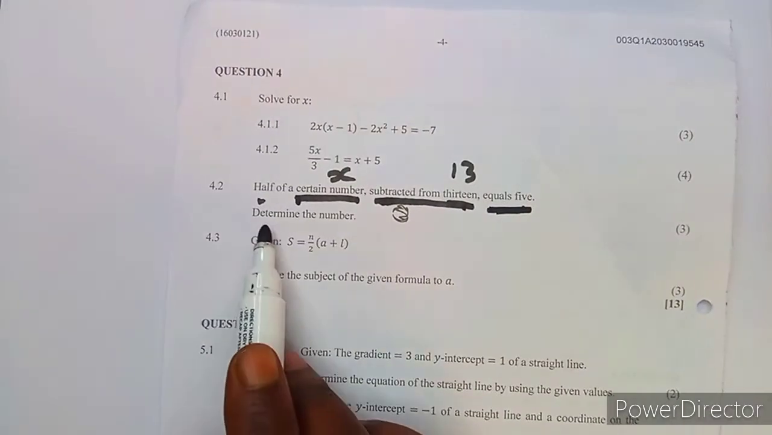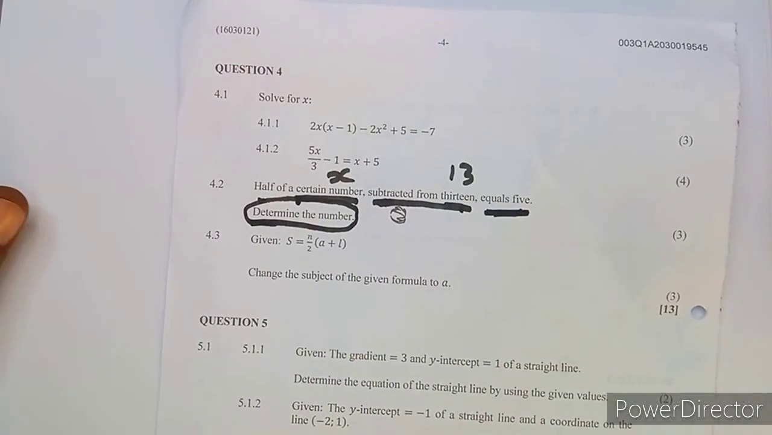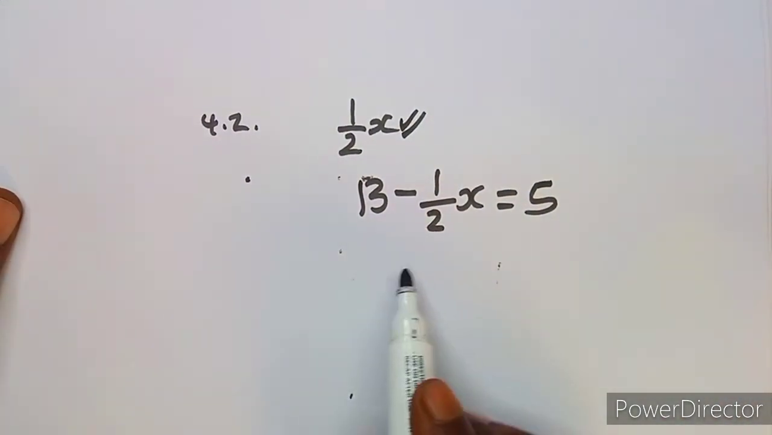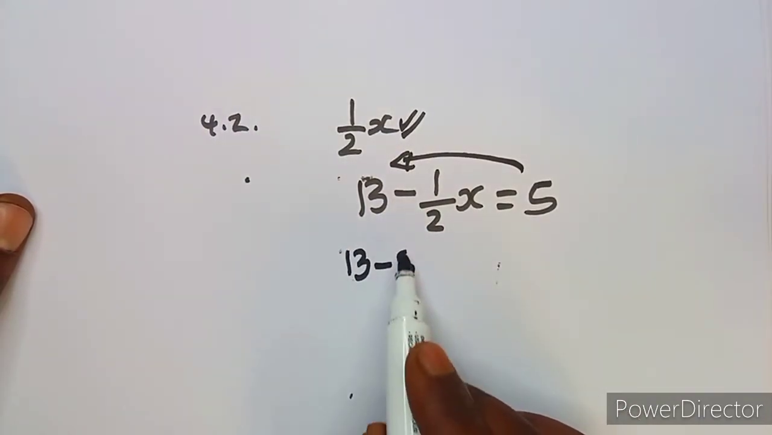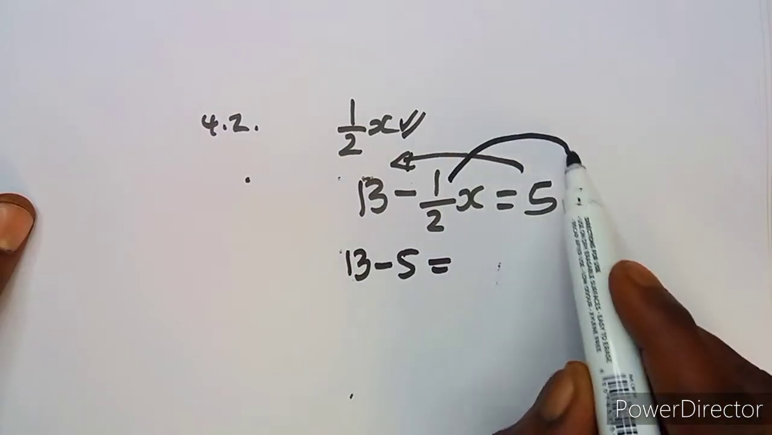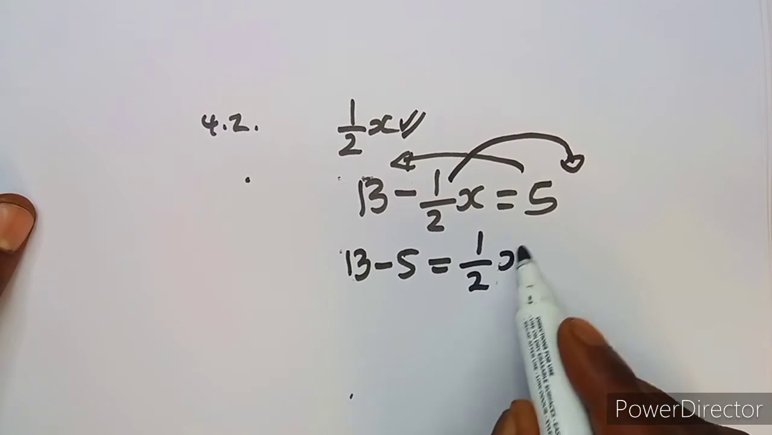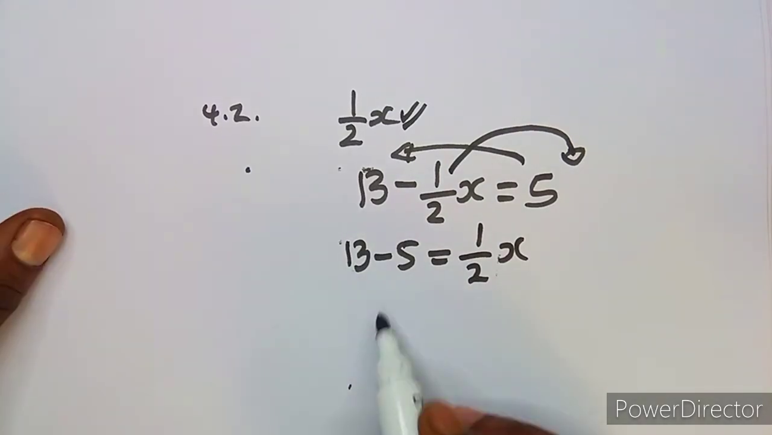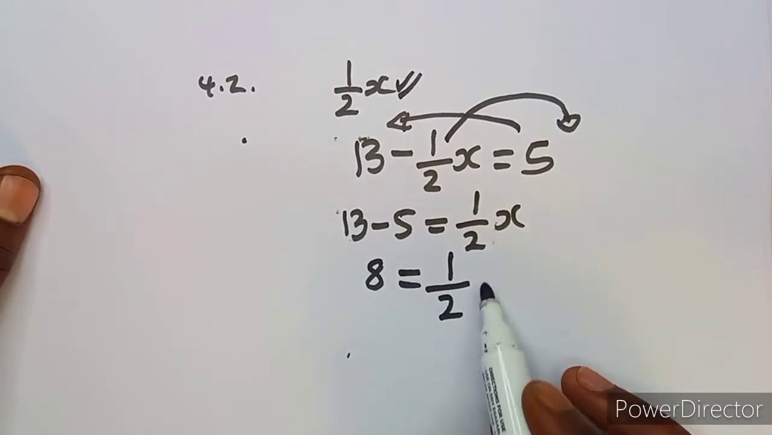So what is the number? Determine the number. So which means you are determining the value of what? The value of x. So you're actually given this equation to solve. I'm going to transpose 5 to this side, so it's 13 minus 5 is equal to, minus half to this side is going to be a plus half. It was a minus. Once it crosses the equal sign, it changes now to a plus. You can use your calculator to subtract 13 minus 5, or if you know it by head, you can just write 8, which is equivalent to half x.